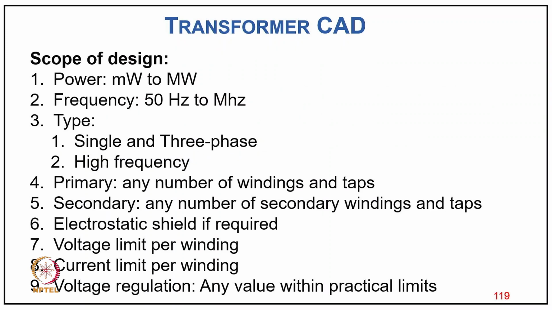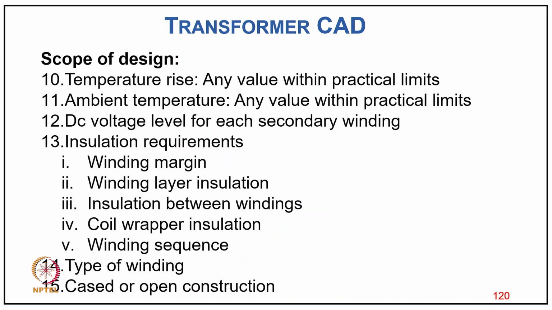Now coming to the scope of design. A typical example: the power is typically milliwatts to megawatts and frequency up to 2 megahertz, and type is like single phase or three phase high frequency, and primary any number of windings or taps, and secondary is any number of secondary windings and taps, and a shield is required. Then voltage limit per winding, current limit per winding, and voltage regulation any value within the practical limit.